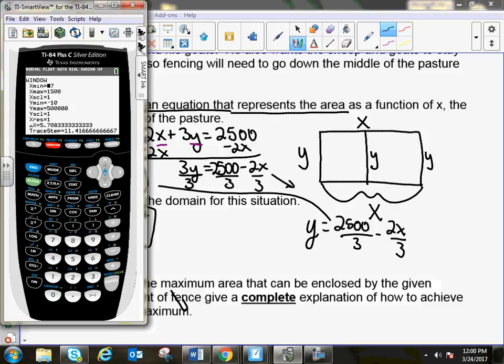The maximum is area. So my suggestion to you is always make it a very large number, because area is multiplication, and that makes the number get large very quickly. So I have 500,000 for my y maximum. Again, pause the video at any point you need to.